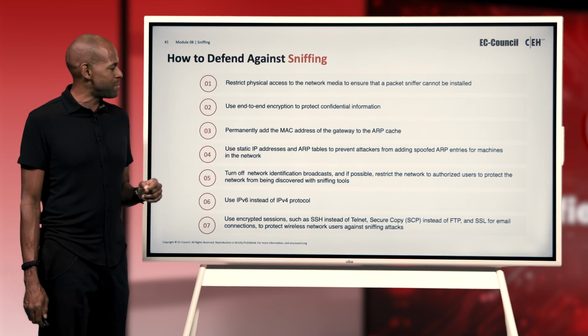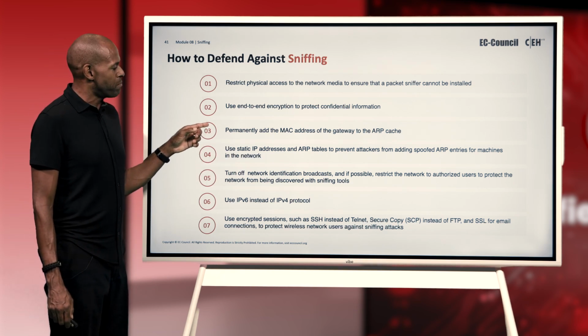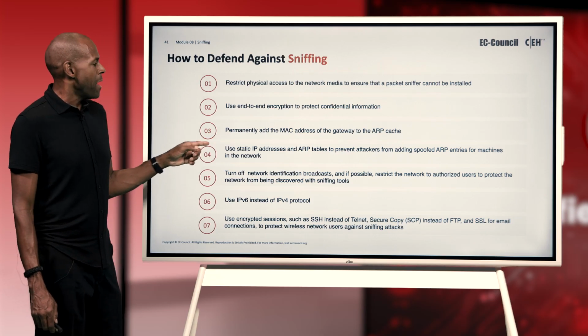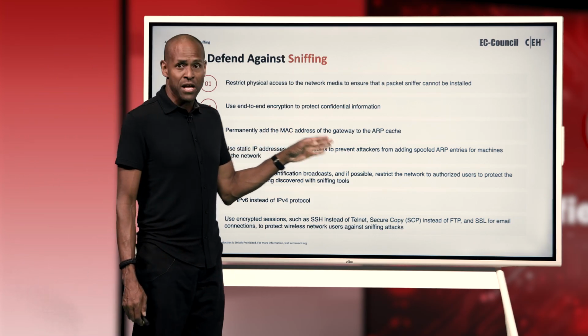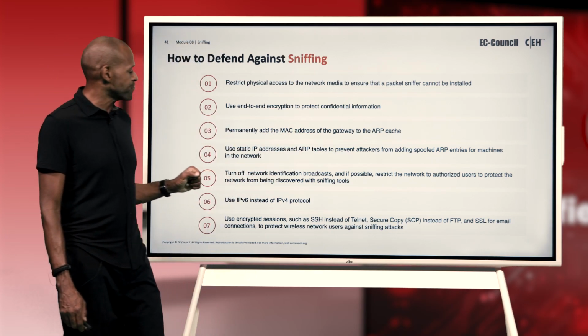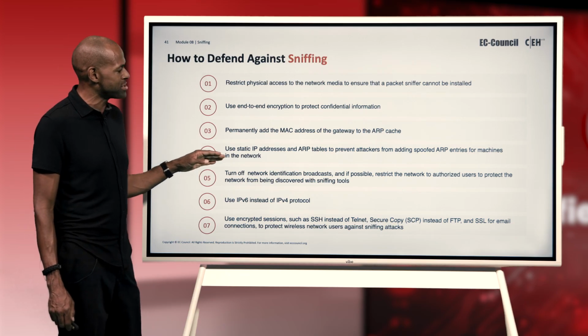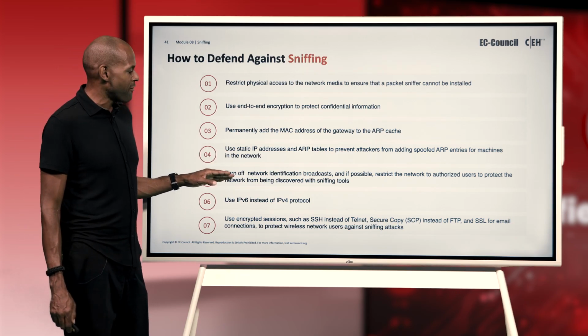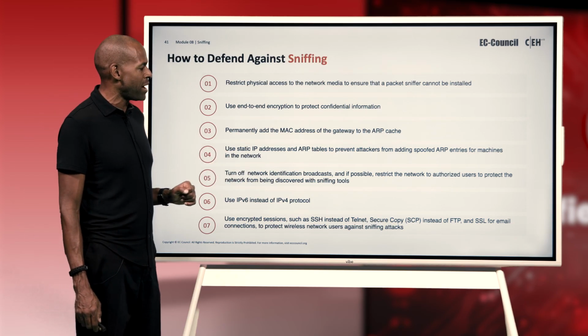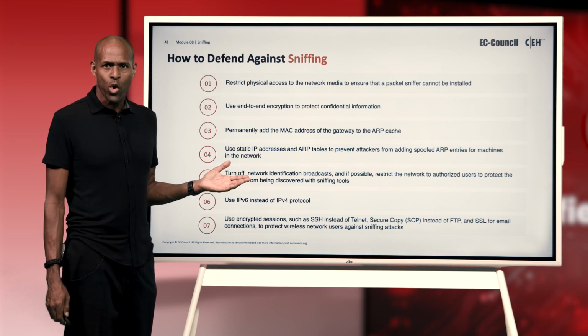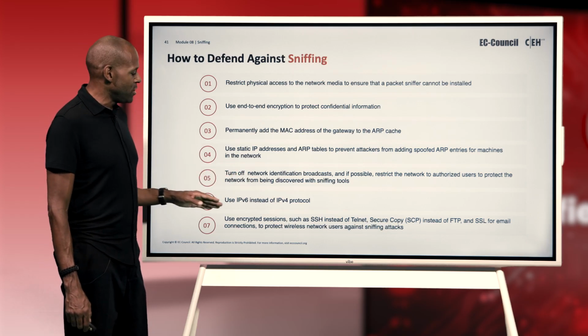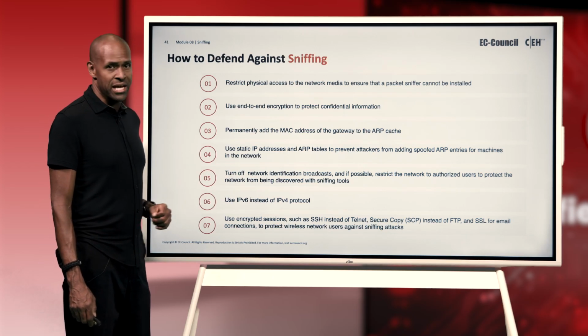Use end-to-end encryption. Make sure that you permanently add MAC addresses to the gateway and to the ARP cache. We talked about that a little bit earlier. Use static IP addresses and ARP tables. Turn off network identification broadcast if possible, so someone can't put a rogue device in there. Use IPv6 instead of IPv4.